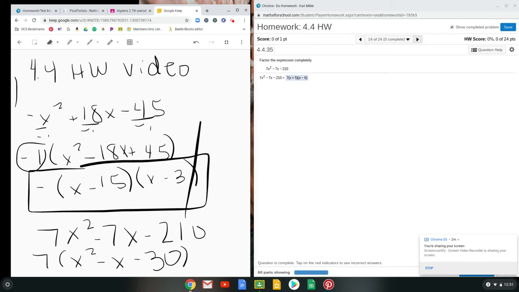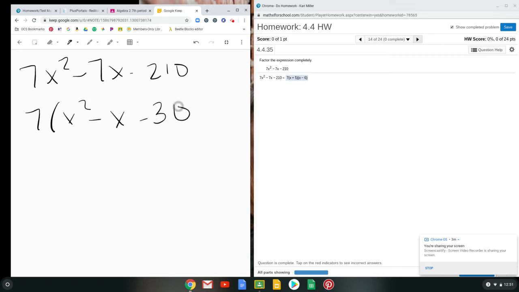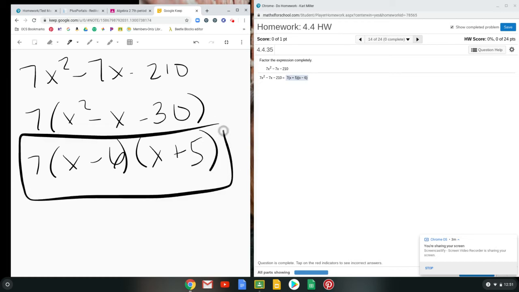Let me just clear the page here because it's not going to scroll like it said it was going to do. Okay, so 7x squared minus 7x minus 210. The greatest common factor was 7. Divide, and you get x squared minus x minus 30. So this is a greatest common factor problem. We did do some of these, I just wanted to quickly remind you about that. And then it's just going to be the factors of the last term that add up to be the middle term.